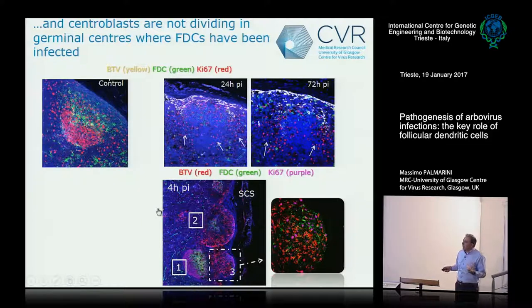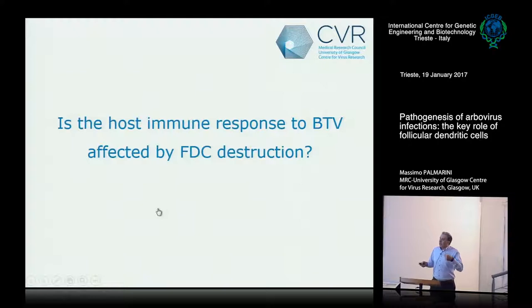In the BTV-infected center, at the very early time points where you have very little virus, and then progressively more virus, you start to progressively lose the stain for Ki-67. In this case, what you need to look at is purple. So it was clear, therefore, that the virus was infecting FDC, destroying FDC, and seems therefore to also affect the function of FDC, but also of B cells, because there was no B cell division.